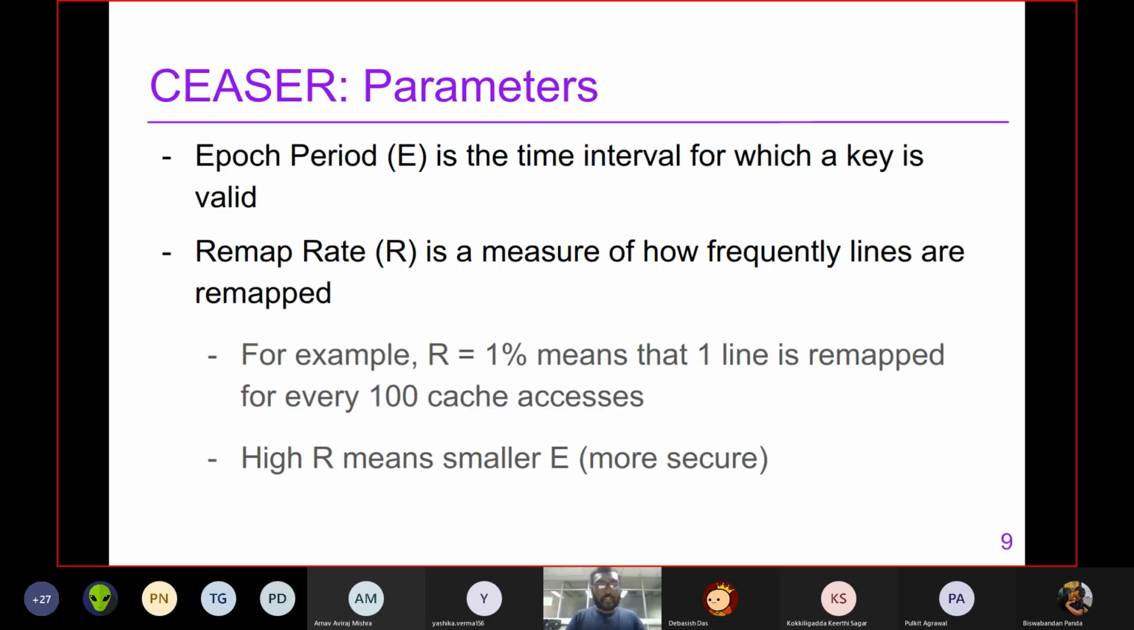So there are two important parameters, one is the epoch period that I explained just now. And then we have remap rate. So we remap the lines of the cache using the next key, and this remapping is controlled by a parameter called remap rate. A remap rate of, for example, 1% will mean that one line is remapped every 100 cache accesses. So naturally, a high remap rate will mean that the epoch period is small. And if we do this remapping more frequently, then of course the system will be more secure.